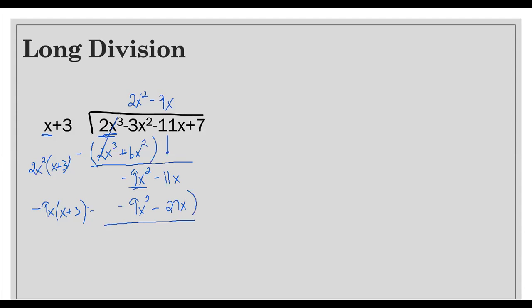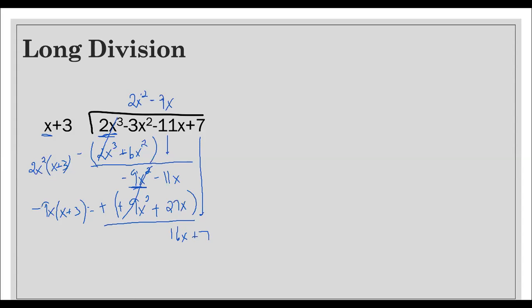Okay, and again, we're subtracting this whole thing. When I have subtraction, I have negative signs. I just go ahead and make this positive and change all the signs, right? Because a negative times a negative is going to be positive. So negative 9x squared plus 9x squared, these terms cancel. Negative 11x plus 27x is 16x. Now we're going to bring down this 7. Plus 7.